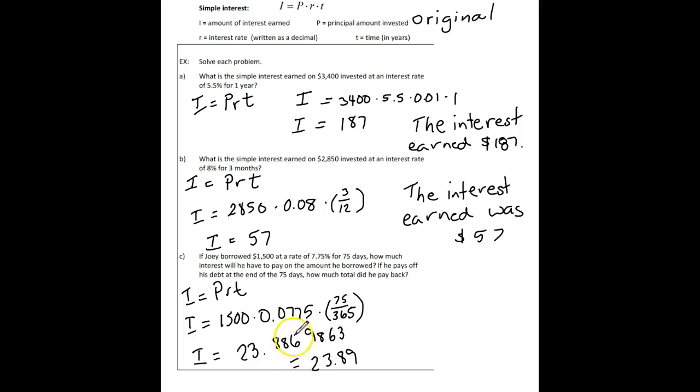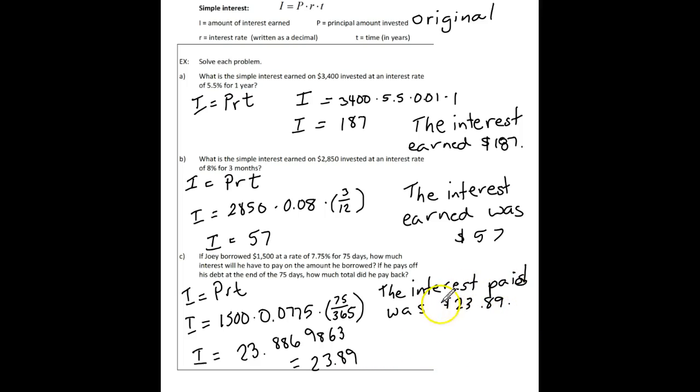Well, partly because there's a 6 here, and that's greater than 5, but also when it comes to money, especially when you owe people money, you're going to round up. All right, so interest paid was, that's a D, was $23.89. But then it asks, if he pays off his whole entire debt, how much will he pay?